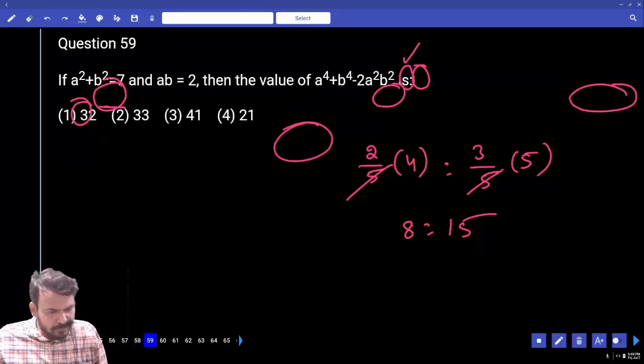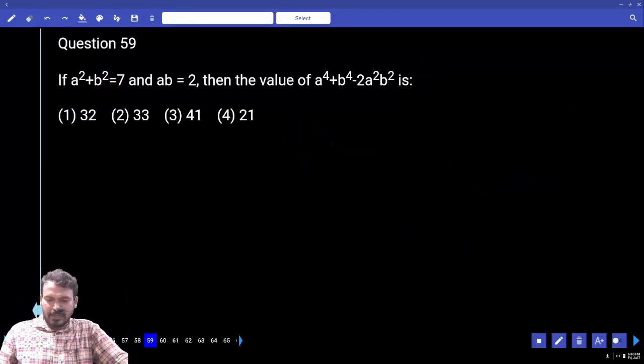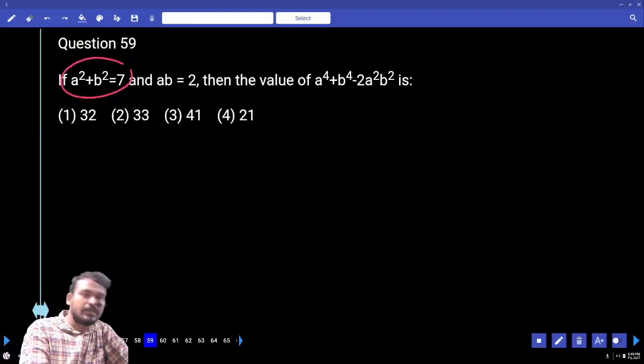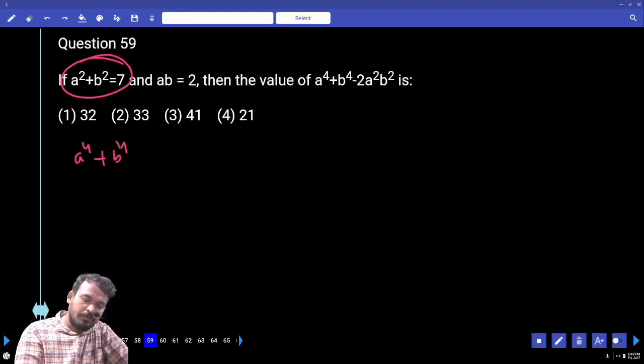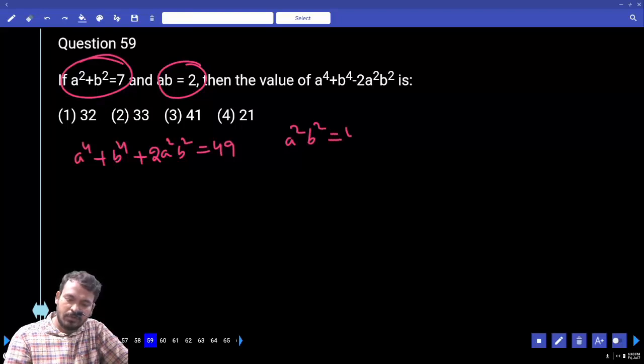Next, question number 59. A square plus B square equals 7, AB equals 2. Find A power 4 plus B power 4 minus 2A square B square. First of all, squaring on both sides, we get A power 4 plus B power 4 plus 2A square B square equals how much? 49. And we already know the AB value. What is the AB value? 2. Means we get A square B square equals 4.